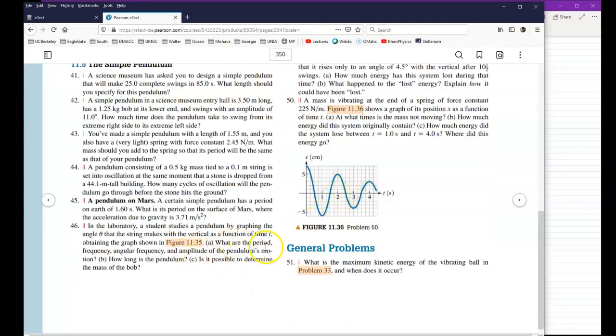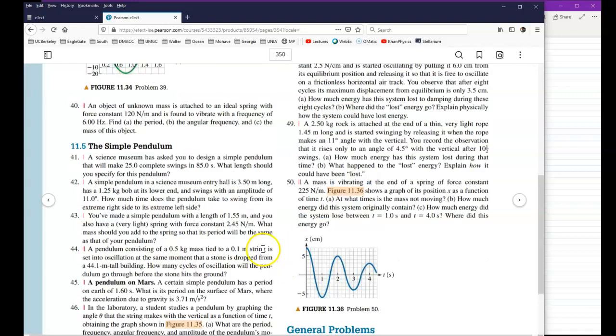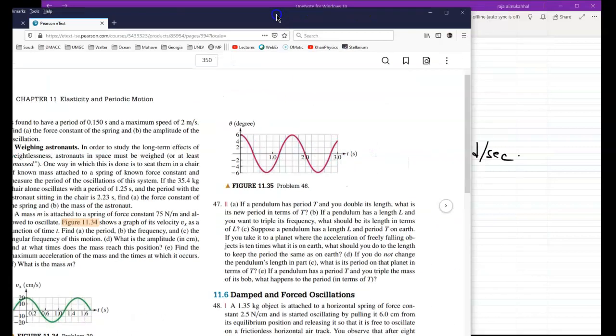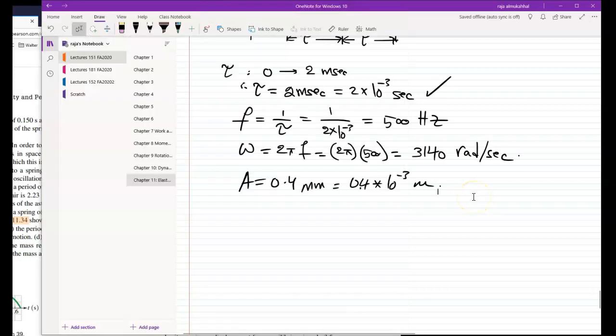What are the period, frequency, angular frequency, and amplitude of the pendulum's motion? How long is the pendulum? He wants L here. Is it possible to determine the mass of the bob? Again, you just look at it and make a drawing of it. Let's draw it.